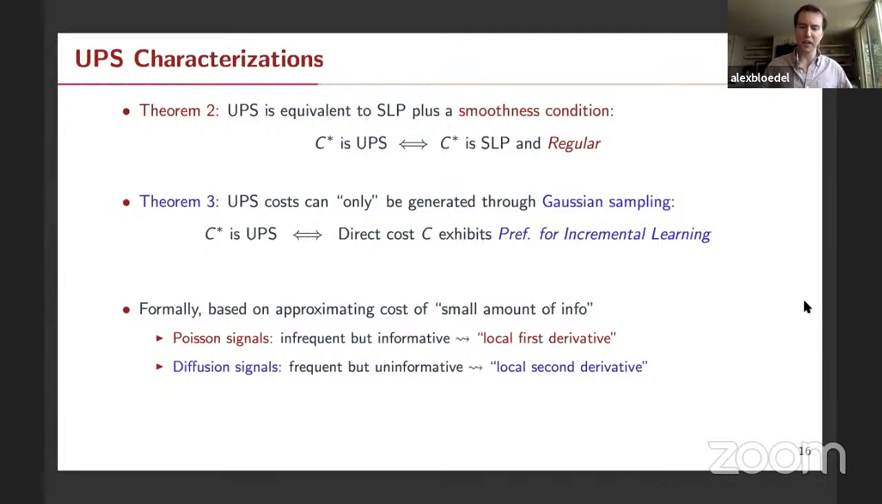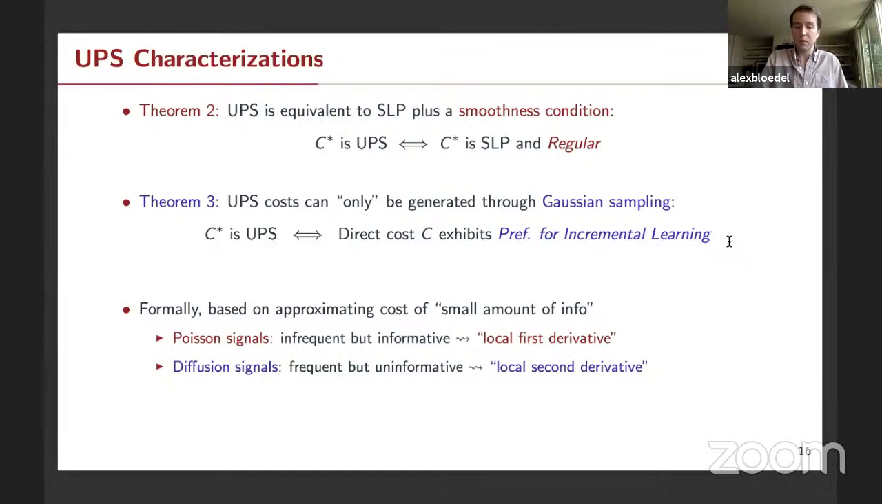Now, this is easy enough to state at a high level. What I'm going to do over the next slides is actually give you the formal definitions. This is a bit notationally cumbersome, but the basic idea here is that in many instances, optimal sequential strategies effectively involve taking a continuous time limit where only a very small amount of information is acquired at each step. So this smoothness condition regularity and this other condition on the direct cost preference for incremental learning are defined in some sense in terms of local approximations of a cost function that approximate different notions of a small amount of information.